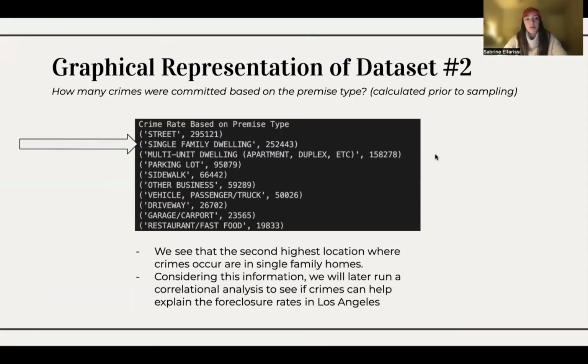Additionally, we were trying to see how many crimes were committed based on the premise type, again, calculated prior to sampling. And we see here that the second highest location where crimes occurred were single-family homes. So considering this, we wanted to see if crime rates in Los Angeles could help explain the foreclosure rates in Los Angeles.